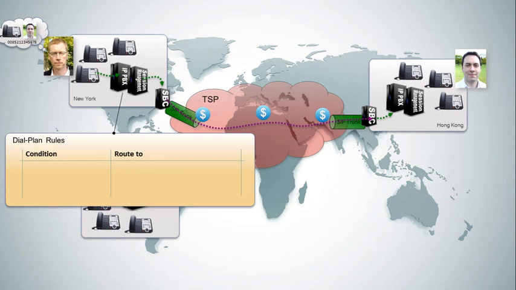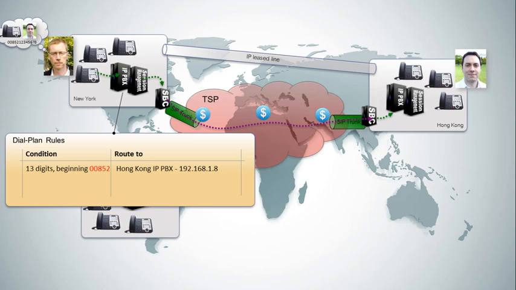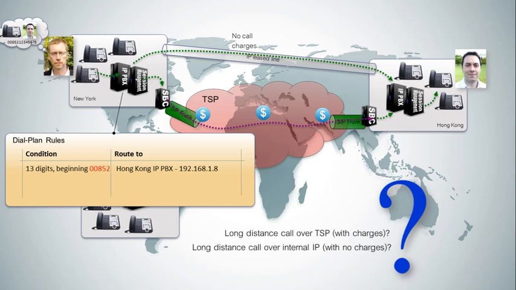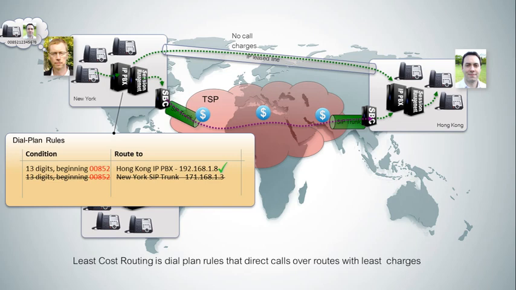Alternatively, if the enterprise has a leased IP connection between the two offices, the New York routing rules could direct the call straight to Hong Kong without even touching the TSP network, passing no tariff points and incurring no call charges. Let me think. A long-distance call over the public network, one that I'll pay for, or a zero-cost call over the internal network? Of course, the internal option wins. Least cost routing is all about configuring dial plan rules that direct calls over routes that incur the least call charges.